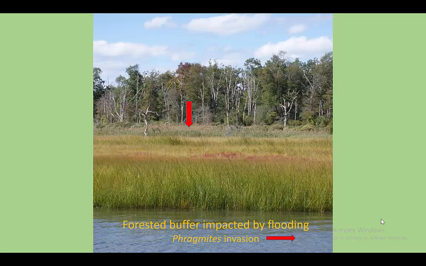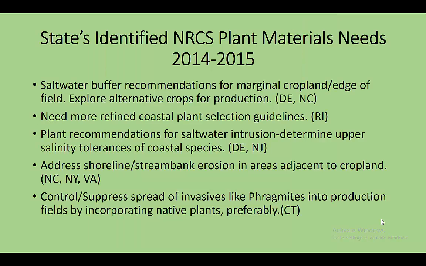Another common site is the Phragmites expanding there in that marginal area between the forested woodland and the marsh. Very common scene in Delaware Bay and Chesapeake Bay. And a couple years ago, we actually assessed in our plant materials program what the needs were in the individual states that we service. And these are some of the things that we got back as far as areas we need to focus on to help with this particular problem.